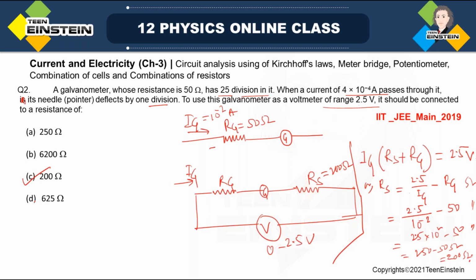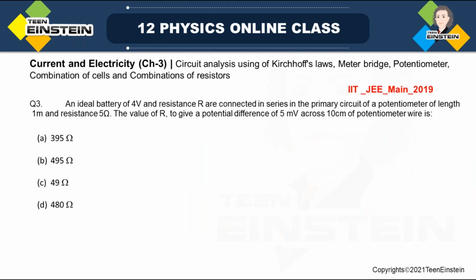We'll move on to the next problem. This is again a very nice problem. Okay, so an ideal battery of 4 volt and a resistance R, capital R, are connected in series in the primary circuit of a potentiometer of length 1 meter and resistance 5 ohm. So let me just tell you.